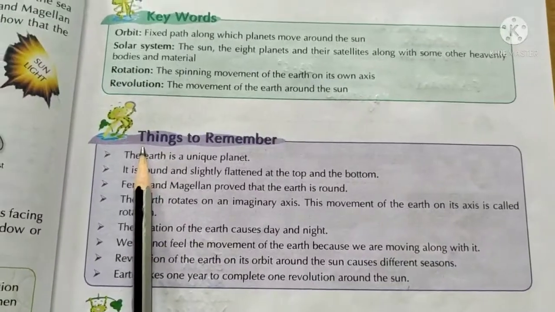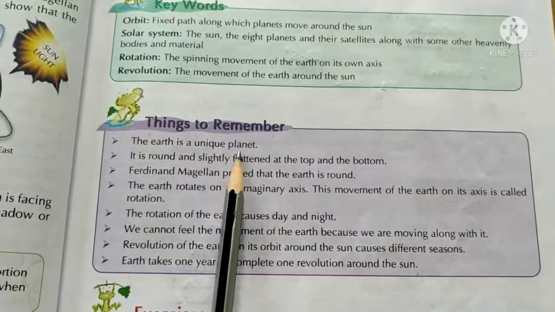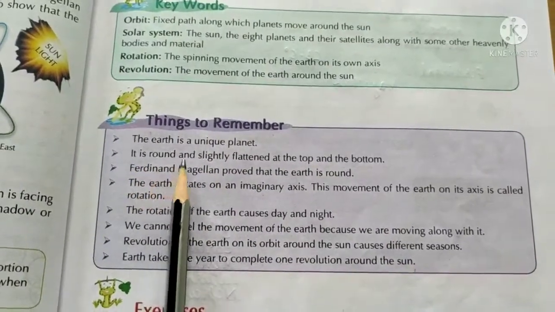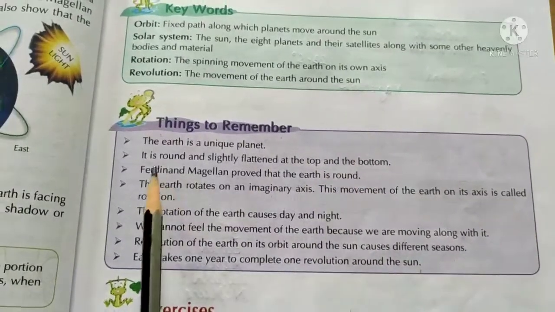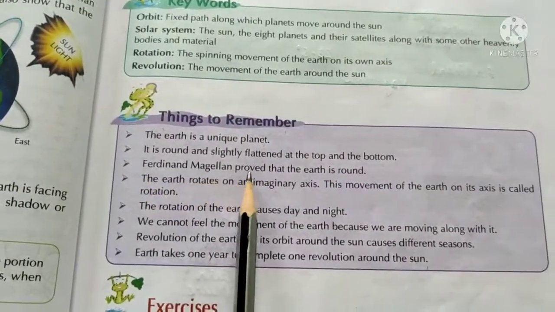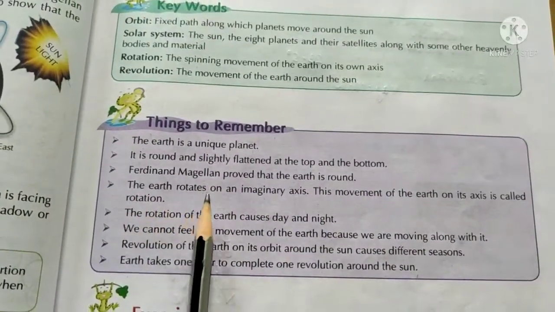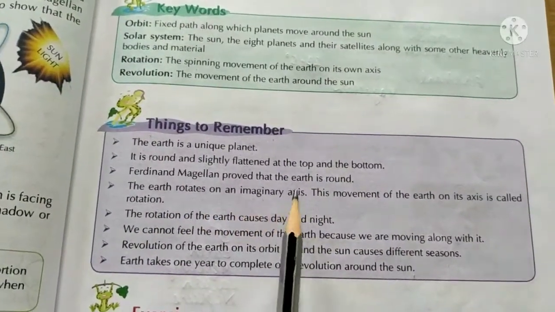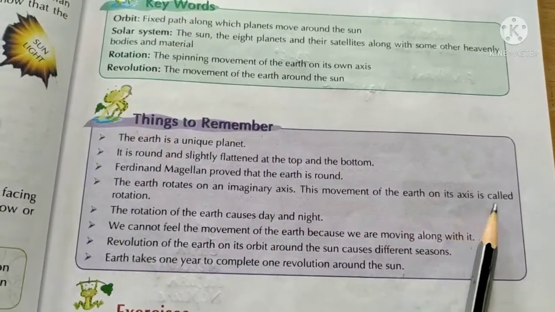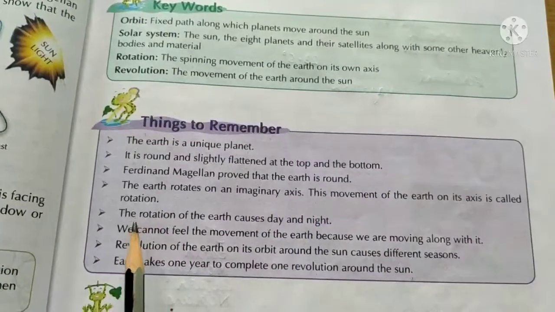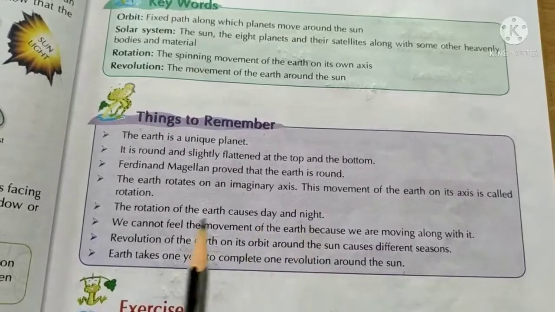The things to remember from this chapter are: the earth is a unique planet. It is round and slightly flattened at the top and the bottom. Ferdinand Magellan proved that the earth is round. The earth rotates on an imaginary axis. This movement of the earth on its axis is called rotation. The rotation of the earth causes day and night.